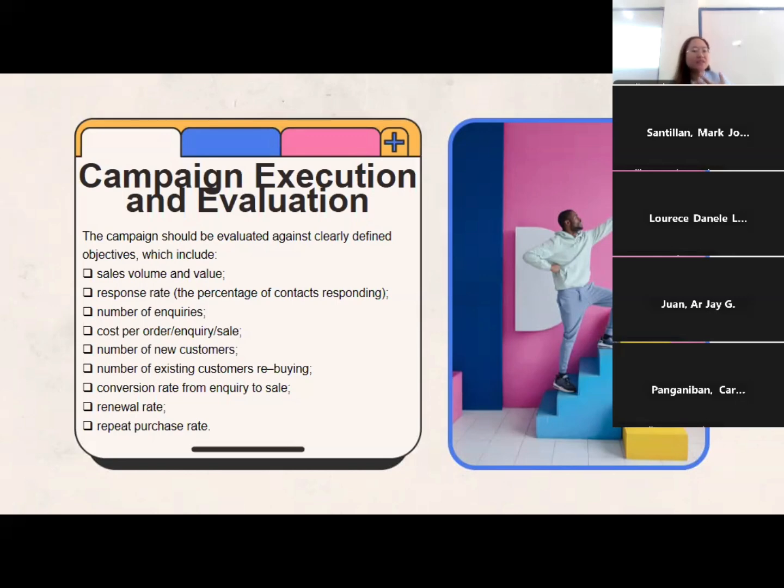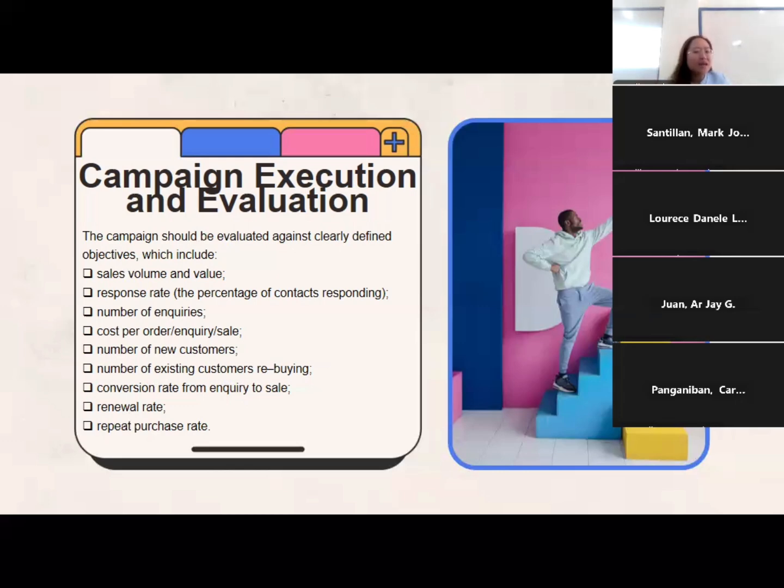Another and the last example is Nike. Nike could launch a direct marketing campaign for a new sneaker line. They would track sales volume, response rates to their ads, and the number of new customers who purchase the sneakers. They would consider how many of these customers become repeat buyers and the lifetime value of each customer.